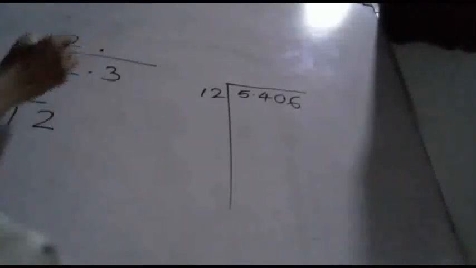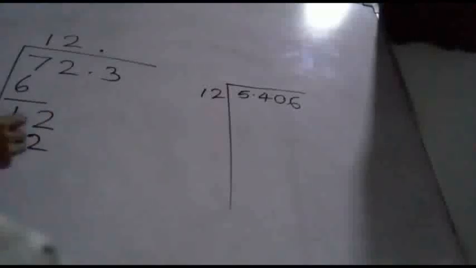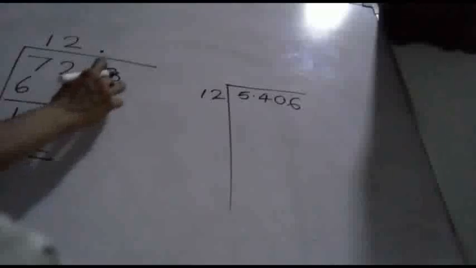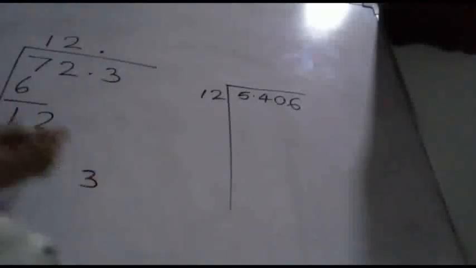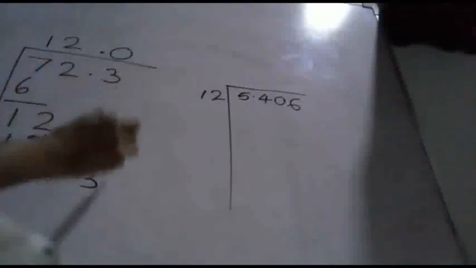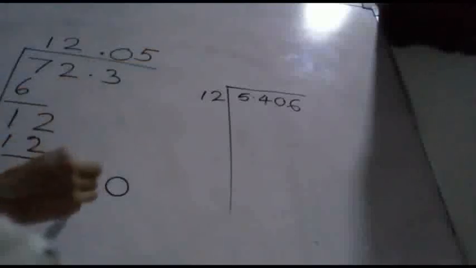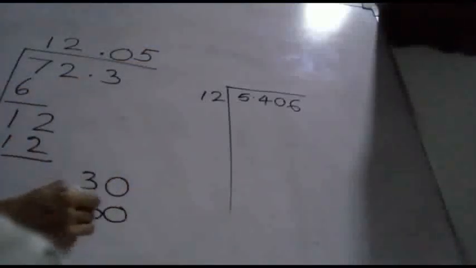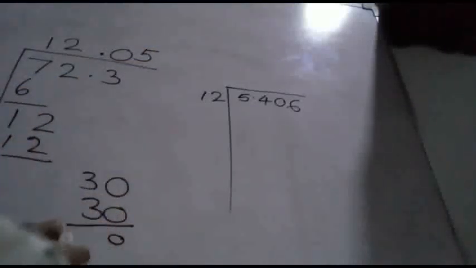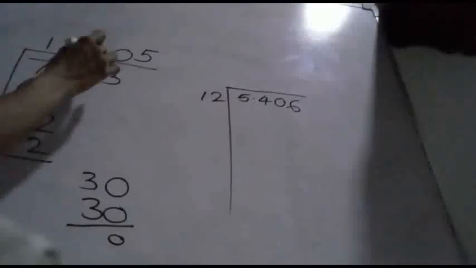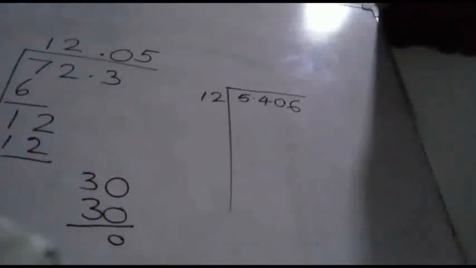6 times 2 is equal to 12. 12 is subtracted from 12. Answer is 0. We write this 3 here. 3 is divided by 6. Here 0. We add another 0. 30 is divided by 6. 6 times 5 is equal to 30. 30 is subtracted from 30. Answer is 0. 12.05 is the answer.